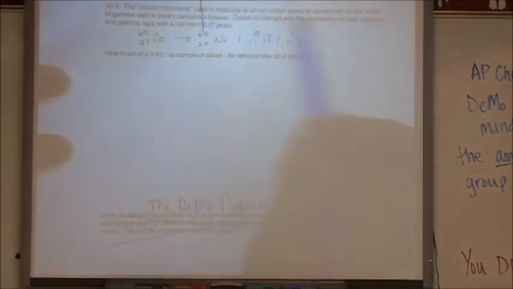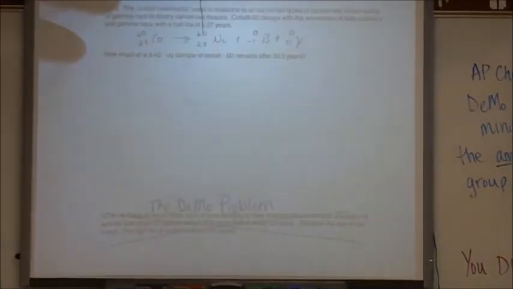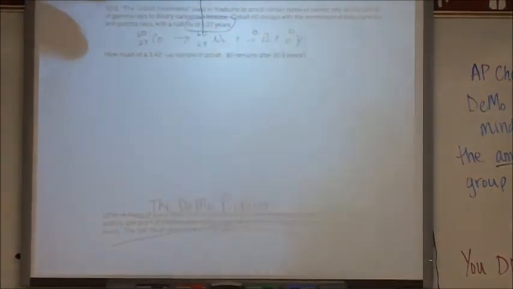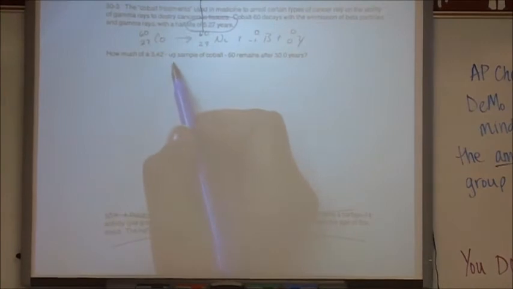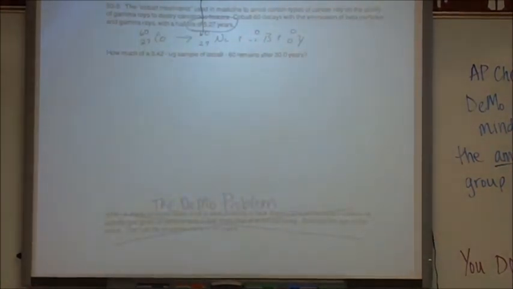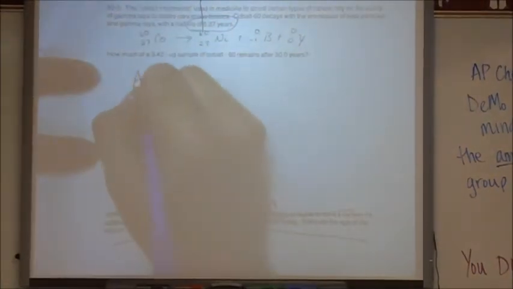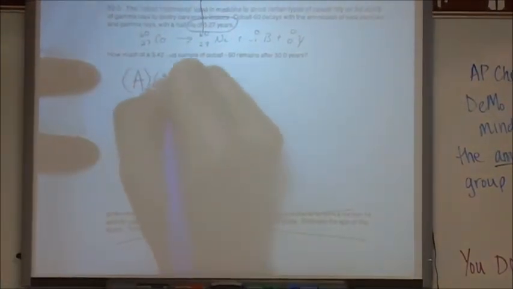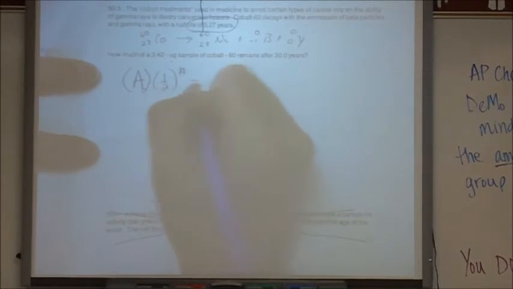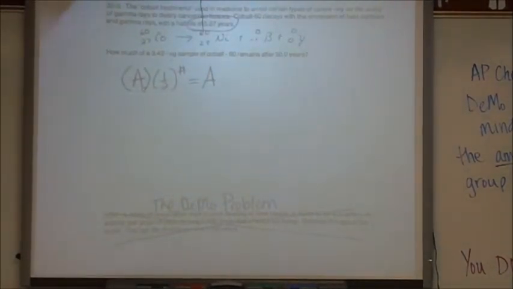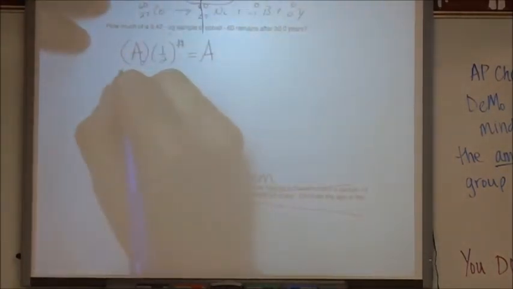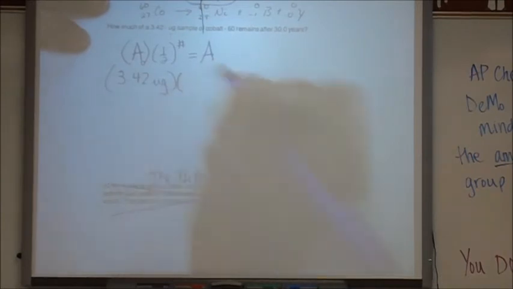We have a cobalt treatment, and it says this decays with a half-life of 5.27 years. How much of a 3.42 microgram sample of cobalt remains after 30 years? So we're going to use our shortcut: A equals A original times 1/2 to the number of half-lives. So what do I put in as my original sample that we're injecting into the patient? 3.42 micrograms. That's not a whole heck of a lot.